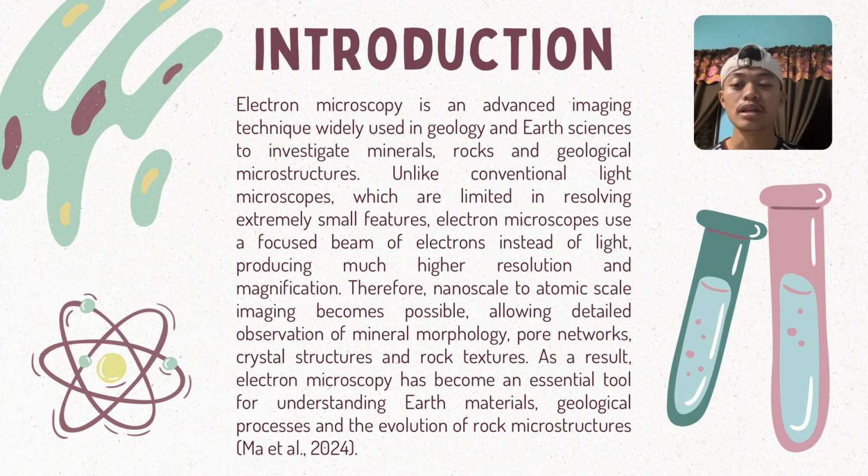Electron microscopy is an advanced imaging technique that uses a beam of electrons instead of light to produce highly detailed images. Compared to a traditional light microscope, it provides much higher magnification and better resolution. Because of this, scientists can observe materials from the nanoscale to the atomic scale. In geology and earth science, electron microscopy is widely used to study minerals, rocks, crystal structure, pore networks, and rock texture. Overall, this technology helps researchers better understand earth materials, geological processes, and the evolution of rock microstructure.